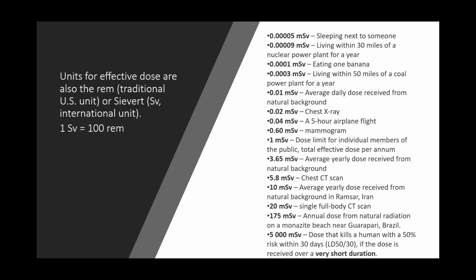How much radiation is that really? Well, if we compare it to the average natural background dose, in other words, the radiation we get from just walking outside, we get 3.65 millisieverts per year. And with a chest CT scan, we get 5.8 millisieverts. Not a whole lot there, do you think? Now, if we did a whole body CT scan, we get 20 millisieverts. And the annual dose from the radiation on Monazite Beach in Brazil is 175 millisieverts.